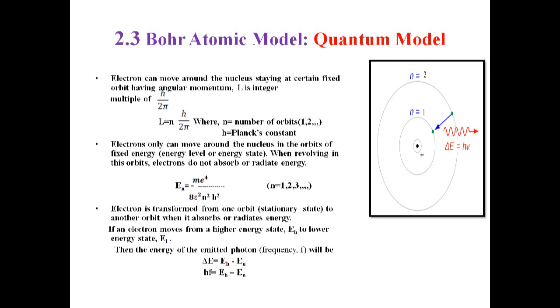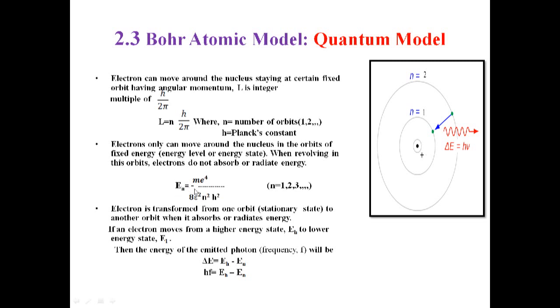Similarly, for the second orbit, the angular momentum of an electron will be L equal to 2 into h divided by 2 pi, which simplifies to h divided by pi, and so on. Our second assumption: electrons can only move around the nucleus in orbits of fixed energy. When revolving in their orbits, electrons don't absorb or radiate energy. And this is the equation for the energy levels, or the permitted energy.